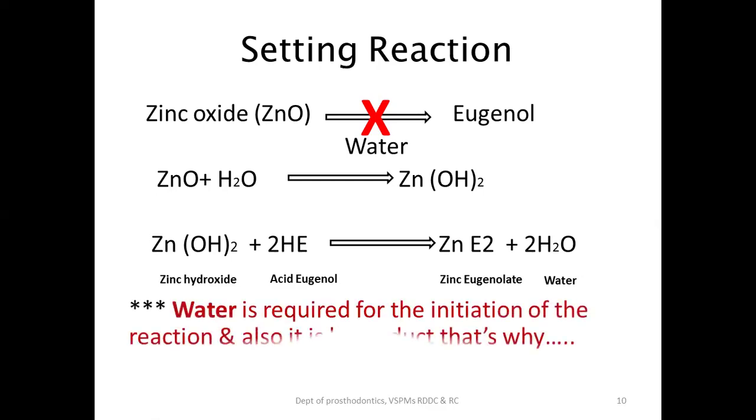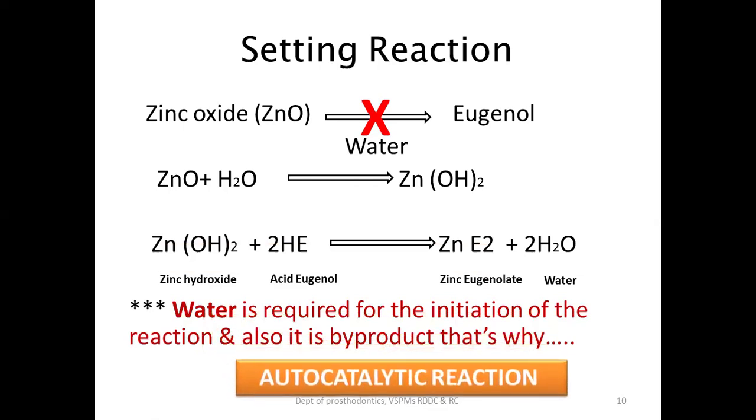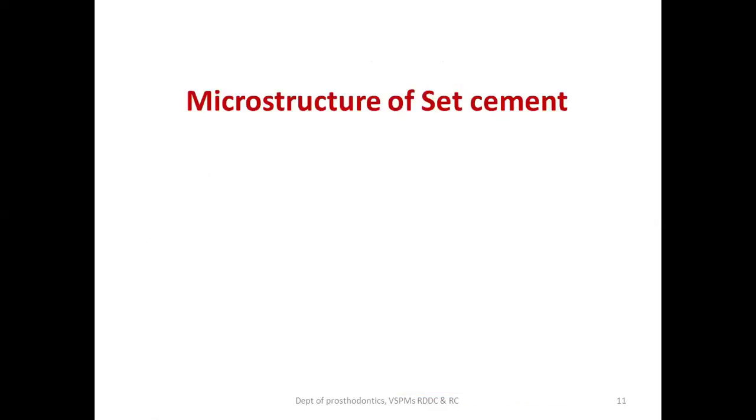That means water is very important for the zinc oxide eugenol cement reaction, and this reaction is known as the autocatalytic reaction, as water is required in the initiation, and it is also a byproduct, and the same byproduct is used to initiate the second reaction. So this is an autocatalytic reaction or a chelation type of reaction, which comes in the MCQ or is asked in the Viva.